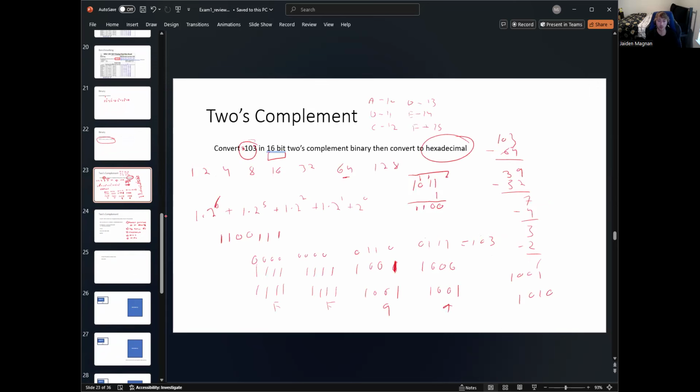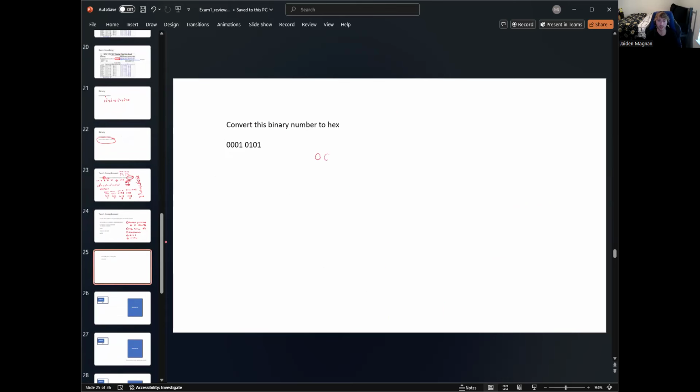I think I forgot to mention too, when you're doing these, always group them into 4s. If you have a super long string of zeros and ones like this, group them into 4 at a time and then convert to hex that way. And let's say you have 3 on the end here, you can just append a 0 and convert to hex.